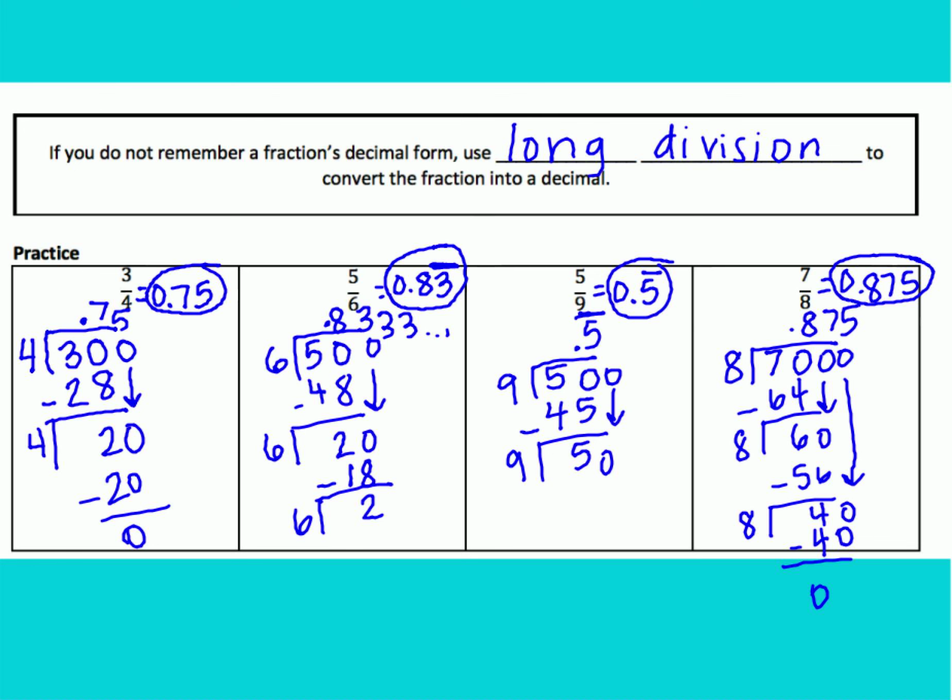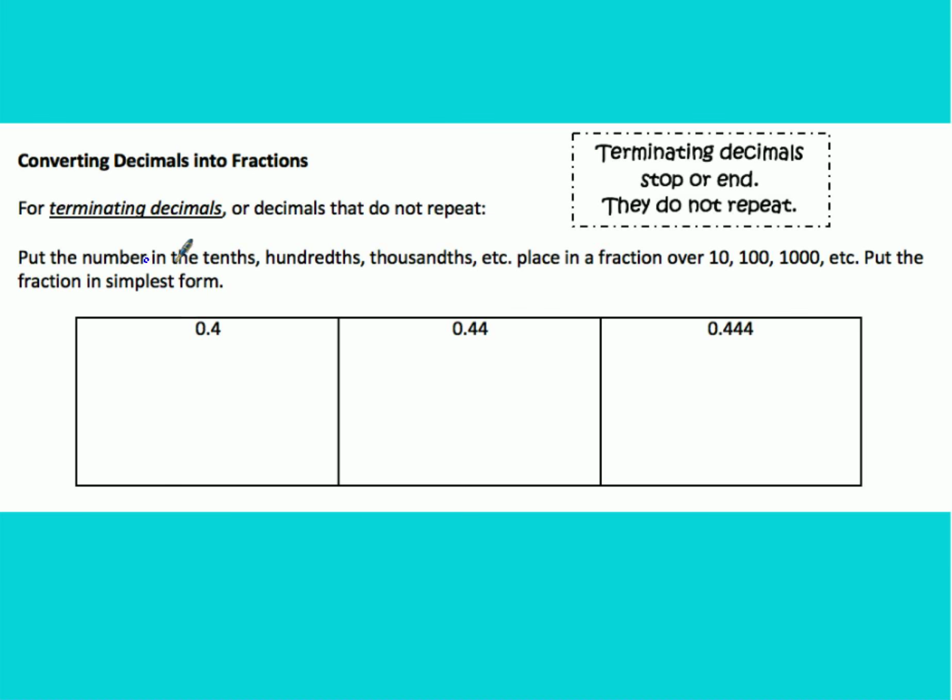So for a terminating decimal, you're going to put the number that's in the tenths, hundredths, thousandths place in a fraction over 10, 100, or 1,000, etc. Then you'll put the fraction in simplest form. So remember, 0.4, we can say that's called 4/10. There's only one number behind our decimal, and it's in the tenths place, so I'm going to put 4 over 10. This fraction is not completely simplified. They're both divisible by 2, so we can rewrite it as 2/5, and that would be our simplest form.